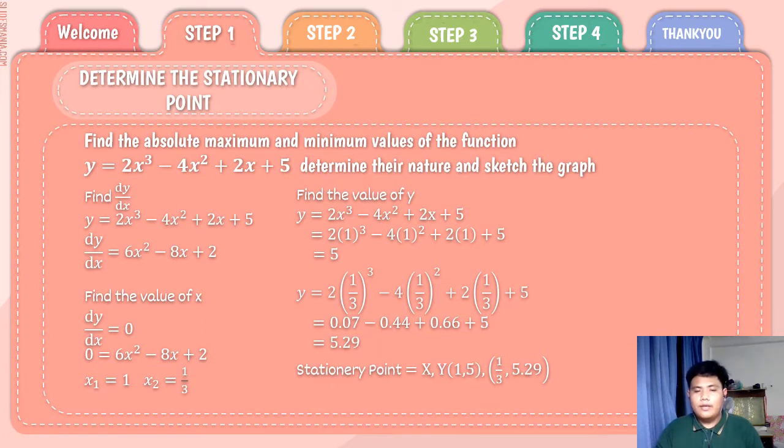And for the second y, it is 2(1/3) cubed minus 4(1/3) squared plus 2(1/3) plus 5, and the answer will be 5.29. So the stationary points are (1, 5) and (1/3, 5.29).